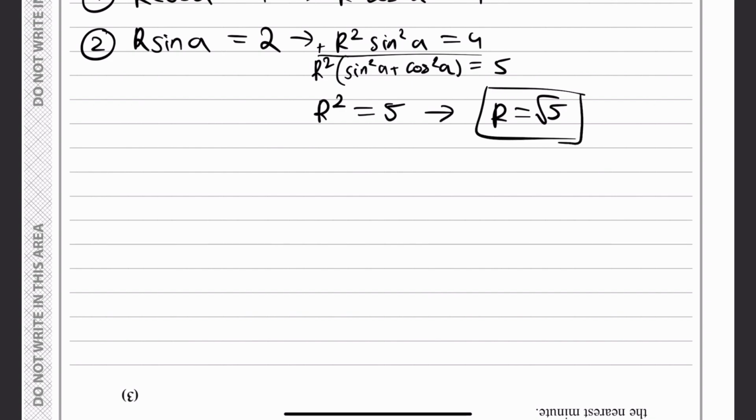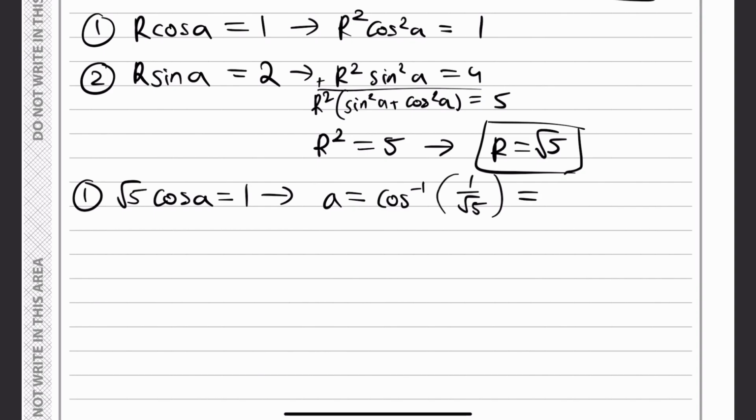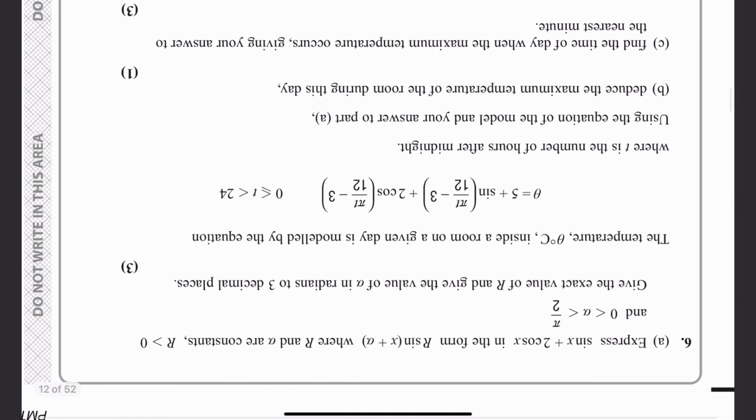And then we can just plug this back into one of our equations. So let's just put it into number 1. Root 5 cos alpha is equal to 1, so alpha is going to be arc cos of 1 over root 5. Which is, does it ask me for any decimal places? Where r and alpha are constants, and r is greater than 0, and alpha is between 0 and pi over 2.